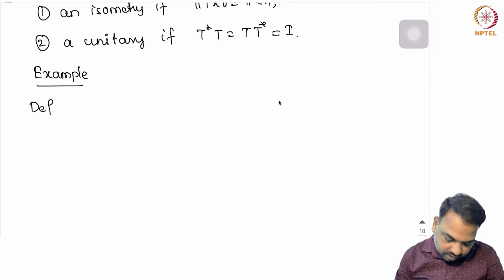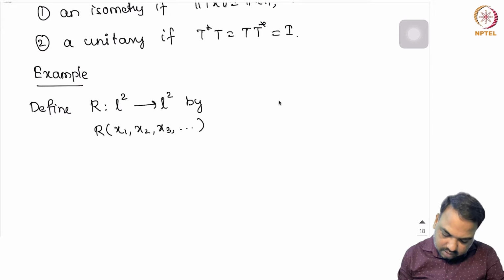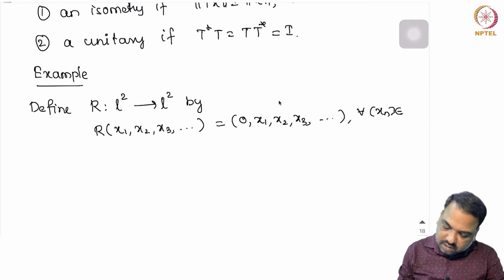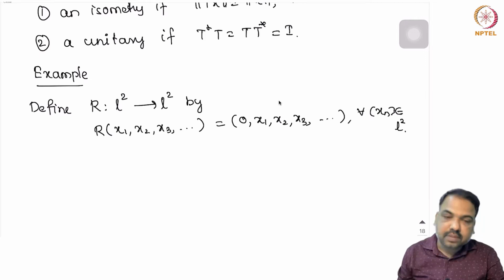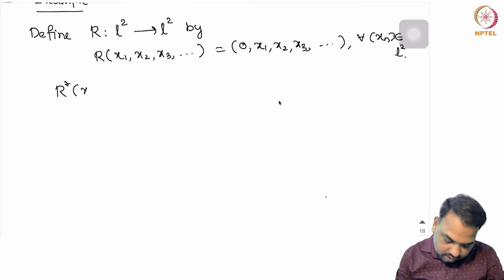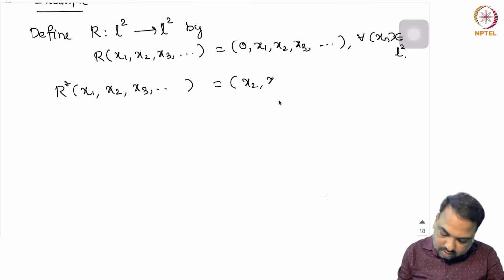So let us look at the right shift operator on L2. R of (x1, x2, x3, and so on) is defined by (0, x1, x2, x3, and so on) for every x in L2. Now we know that R star of (x1, x2, x3, and so on) is nothing but (x2, x3, x4, and so on) for every x in L2. So this is the left shift operator.